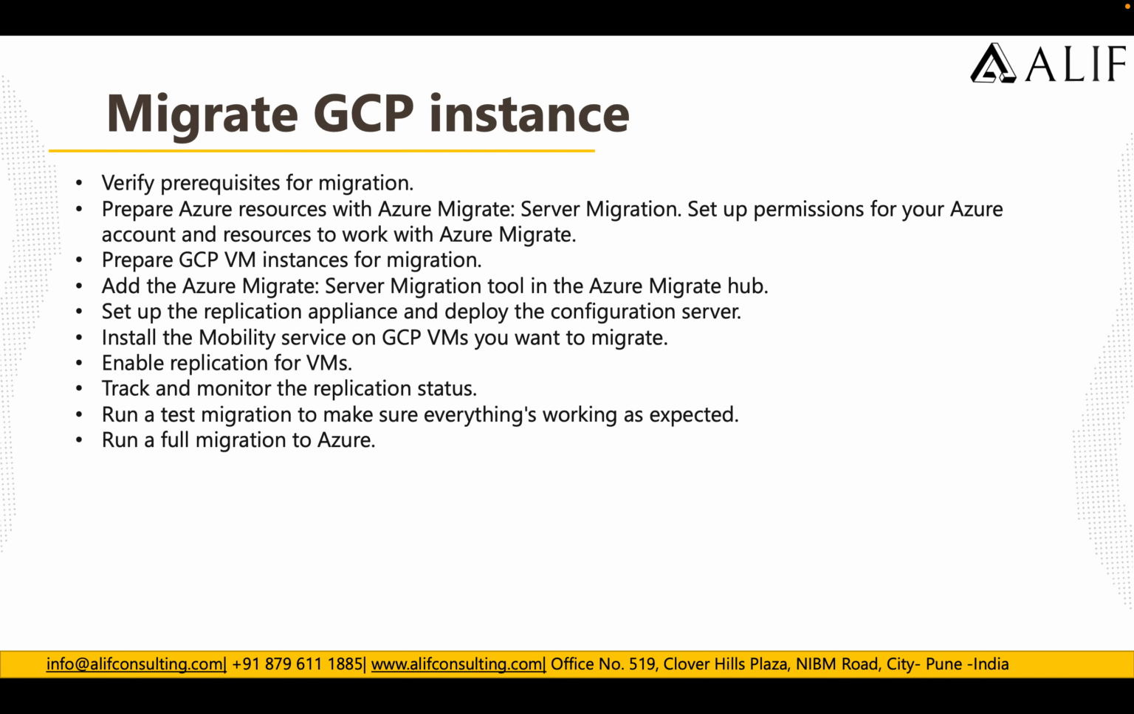So this video is going to be in two parts. The first part is where we will set up an appliance and deploy the configuration server, which is a very important part to replicate the instance from GCP to Azure. The second one is the mobility service or the mobility agent, which is a very important part to replicate actual data inside a VM from GCP to Azure, right? And then we're going to enable the VM replication for this, and we're going to showcase how you can track and monitor the replication status.